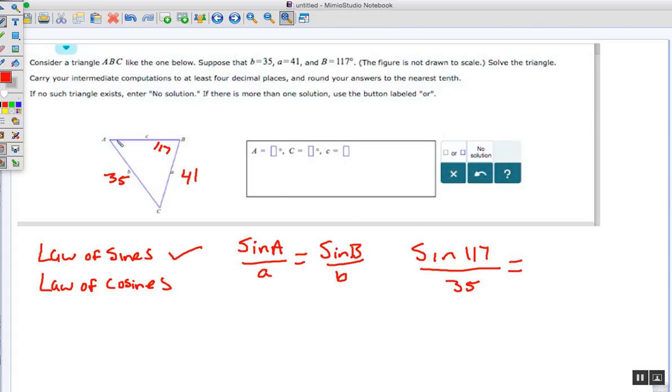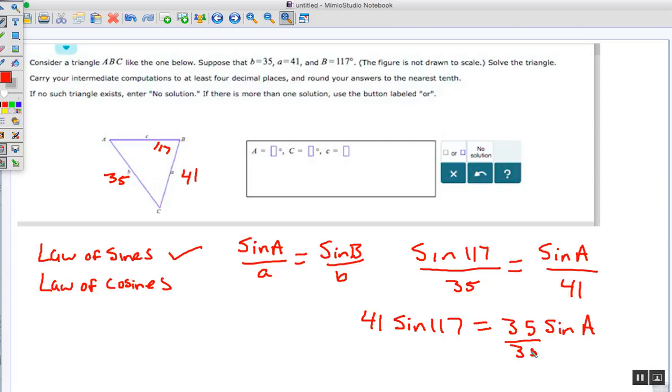So let's go ahead and solve for A first, is equal to sine of A over 41. So we're going to go ahead and solve this equation so we can cross multiply. So 41 times the sine of 117 is equal to 35 times the sine of A. And you're going to solve for sine of A, so divide both sides by 35. So at this point you have sine of A is equal to 41 times the sine of 117 over 35.